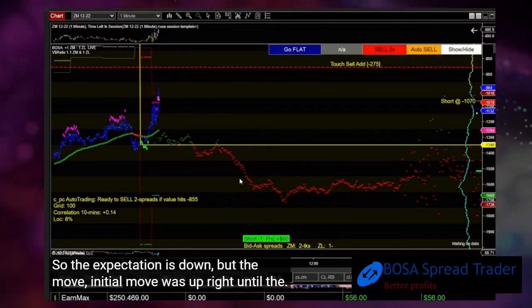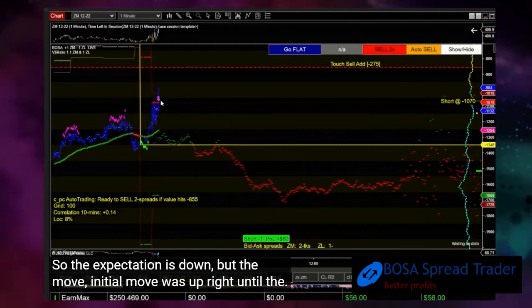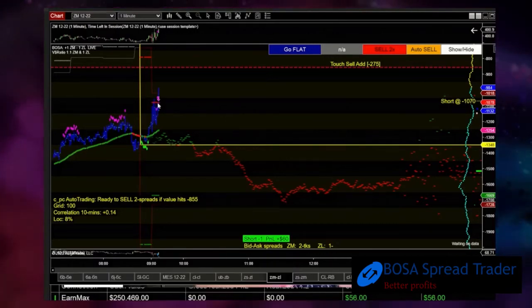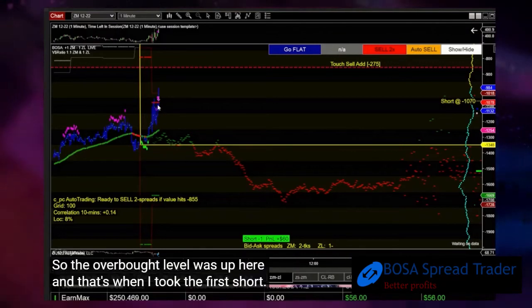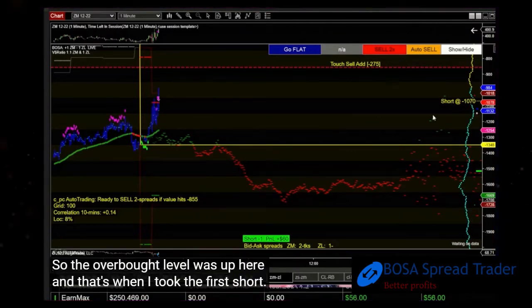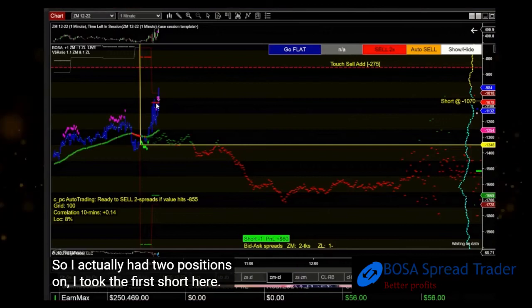So the expectation is down, but the initial move was up right until the volatility band sell level. So the overbought level was up here, and that's when I took the first short. So I actually had two positions on. I took the first short here.